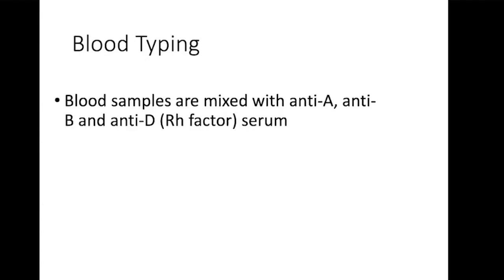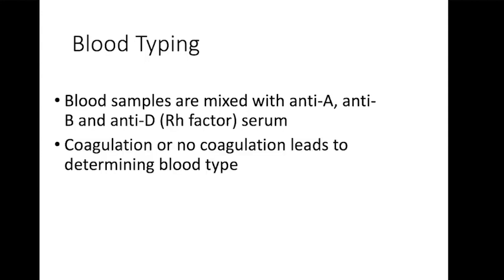If an individual is to receive a blood transfusion or an organ transplant, it is important to know the blood type of the donor to ensure that the blood type does not cause a transfusion reaction within the recipient. Let's look at how blood typing is done. Blood samples are mixed with anti-A, anti-B, and anti-D or Rh factor serums. Coagulation or no coagulation leads to determining the blood type.